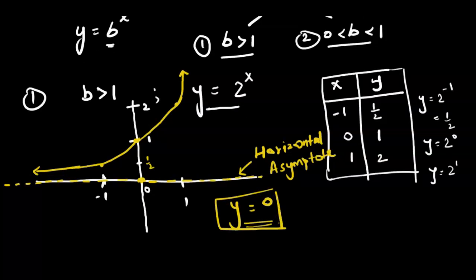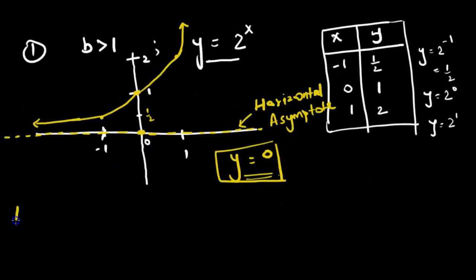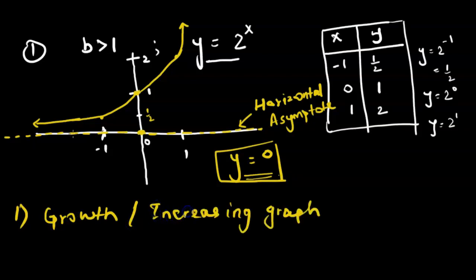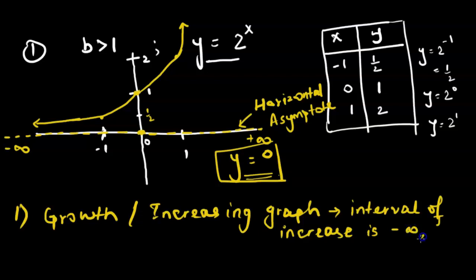Now when we look at this graph where b is greater than 1, or y is equal to 2 to the power of x, we can write down some characteristics for this graph. First characteristic is we see that this graph is increasing. When we go from left to right, this graph always goes up. It will keep on going up, it will never come down. So that's why this is called a growth graph, or we can call it an increasing graph. The increasing interval is the value on the x-axis, because it's always going up from -infinity to +infinity. So it's always directed upwards. That's why the interval of increase is -infinity to +infinity. And we put this in a bracket like this.